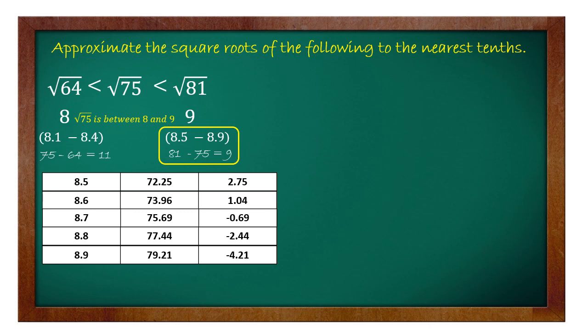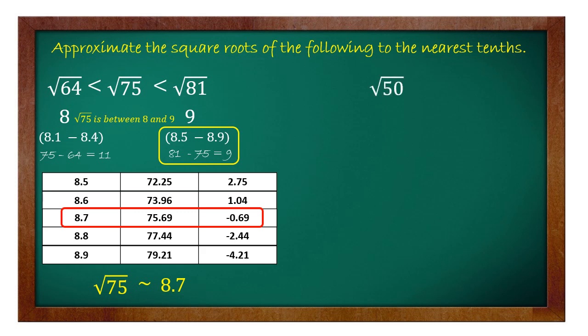So, dun sa difference natin, titingnan natin kung sino yung pinakamalapit kay 75 or kung sino yung may pinakamababang difference natin or rather, pinaka-close kay 75. And that is 8.7 kasi meron lang siyang difference kay 75 na 0.69. So, that means square root of 75 is approximately 8.7.